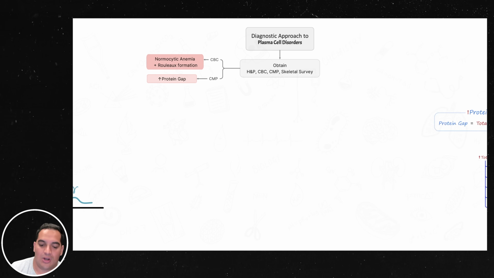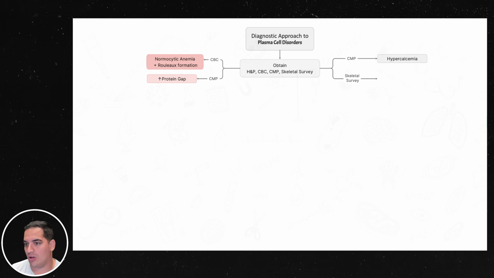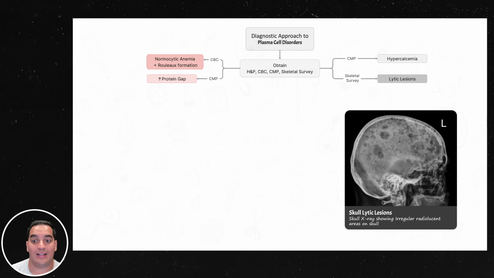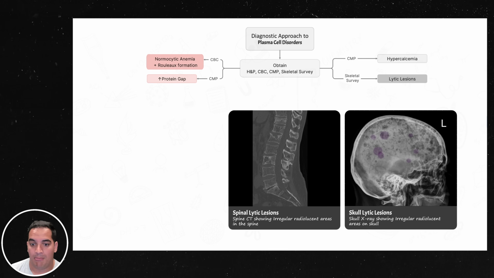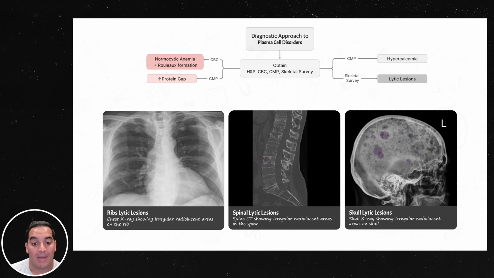All right, so let's say that I keep evaluating the patient. I see that they have an elevated protein gap. They have some anemia. Their CMP shows that they have hypercalcemia. And their skeletal survey, going along with their physical exam, shows that they have lytic lesions. Maybe they have some skull lytic lesions. Maybe they have some vertebral lesions. Maybe they even have some rib lesions. But these things are present. That's what I really want you guys to think about.